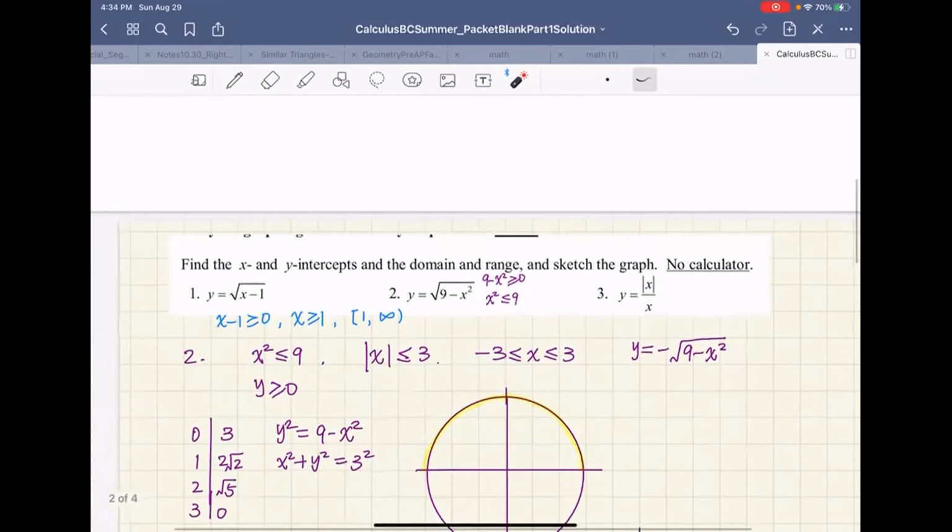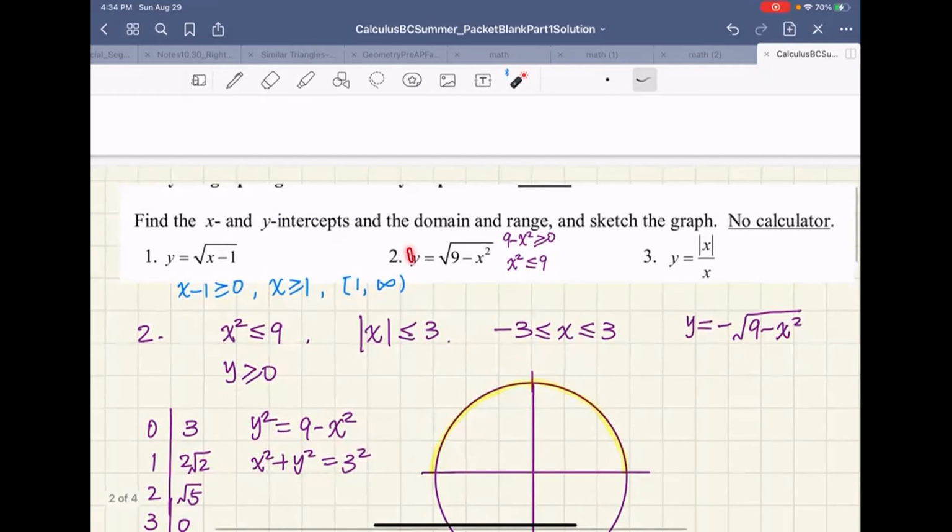Does this make sense to you? Yes. So you can say x squared plus y squared equals 3 squared. So that's a beautiful circle. But here, y equals positive, which means it's a semicircle. It's the top half. It's not going to be the bottom one, it's going to be the top one. That's number 2. Does this make sense to you?